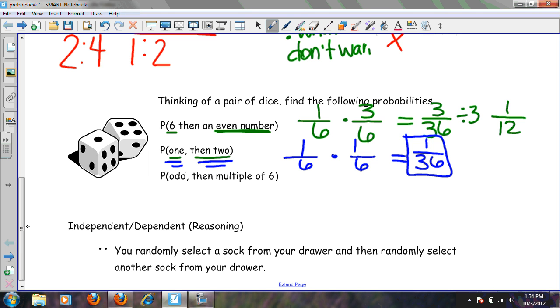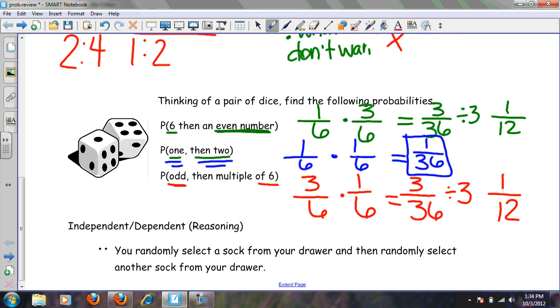What is the probability of rolling an odd number, then a multiple of 6? Odd numbers, 1, 3, 5. There's 3 odd numbers out of 6 times my second rule, which is going to be a multiple of 6. How many multiples of 6 do I have on the die? Only 1, and that is 1 out of 6. 3 times 1 is 3. 6 times 6 is 36. I can still simplify by 3, and I get 1 out of 12. So a 1 in 12 chance that I will roll an odd number and then a multiple of 6.